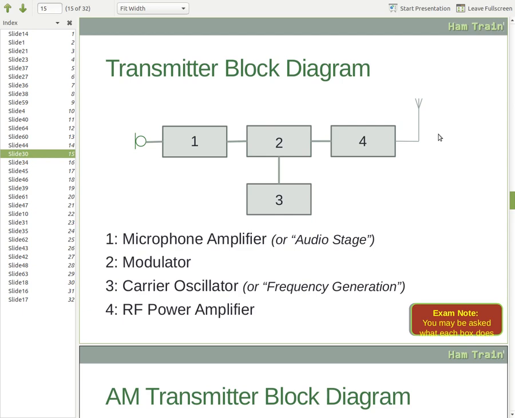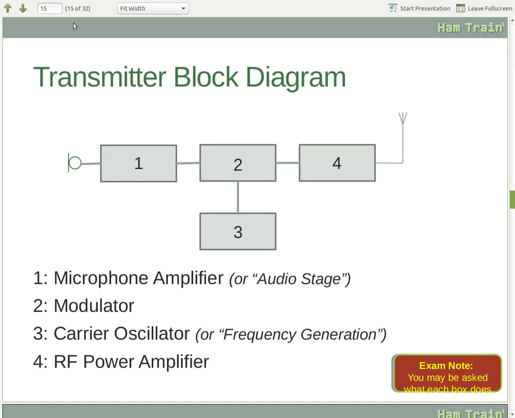So next we have a transmitter block diagram, and this shows those stages. On the left of the diagram we have a circle with a flat line, and as we know from our previous symbols lesson, this represents the microphone. The microphone is connected to the microphone amplifier or audio stage, as we mentioned on the previous slide.